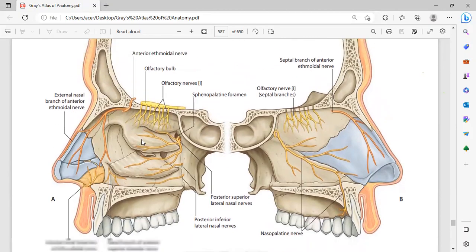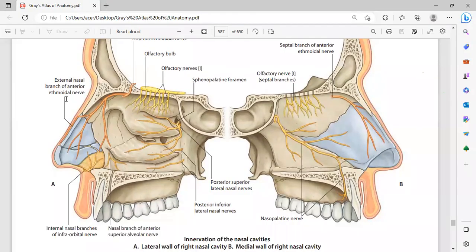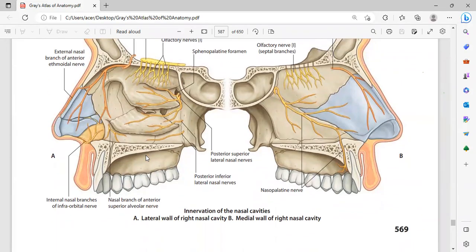So here you have the anterior ethmoidal nerve, then the posterior superior lateral nasal nerves here, and the posterior inferior lateral nasal nerves here. That is the respiratory part, and then obviously the olfactory part is supplied by the olfactory nerves. Right? Okay, so that is all for the nose. So after this is the ear, so I'll start that in like 5 minutes.